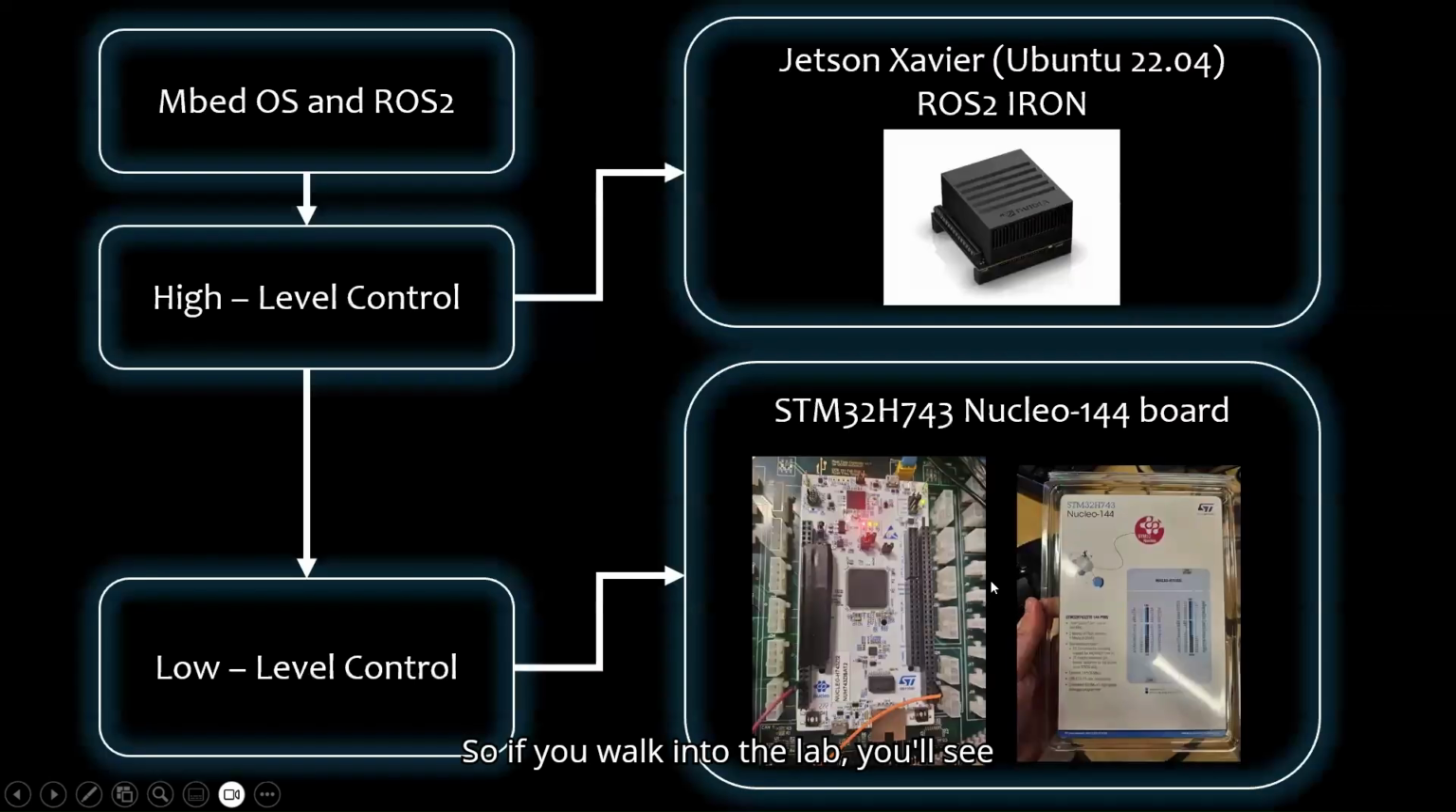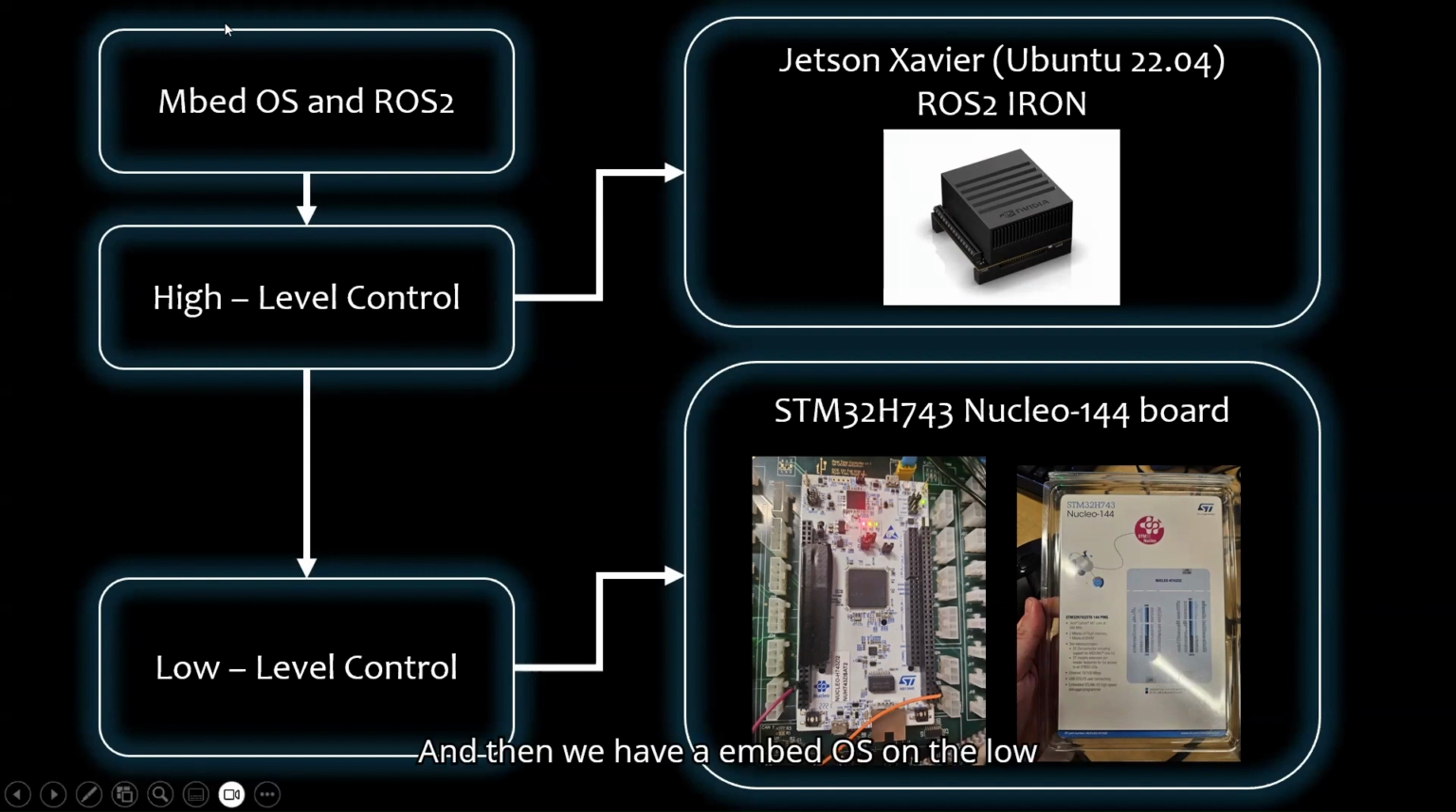So if you walk into the lab, you'll see that the go-kart is equipped with a Jetson Xavier. And I was informed that this is running Ubuntu 22.04. So if you go into the lab computers, you'll see that if you SSH into it, it'll be running ROS2 Iron on Ubuntu 22.04. And this is the high level control.